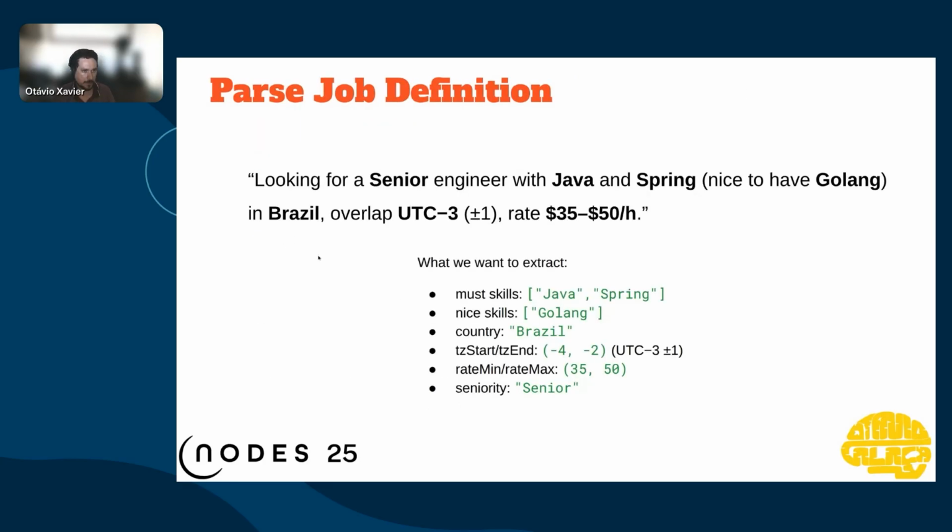For an example, suppose we have this description or this question: looking for a senior engineer with Java and Spring, nice to have Golang, in Brazil, overlap UTC -3 between 1, and the rate is 35 to 50. The first step is to extract some words from this sentence, and we can do it without using the LLM. We can do it with a standard NLP process. In this case, we extract Java, Spring, Golang, the country, and so on.